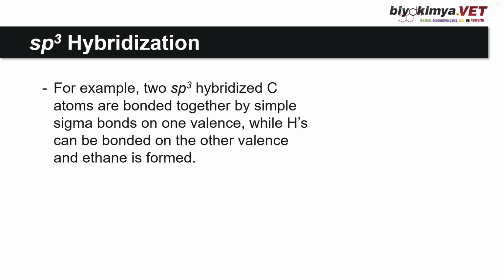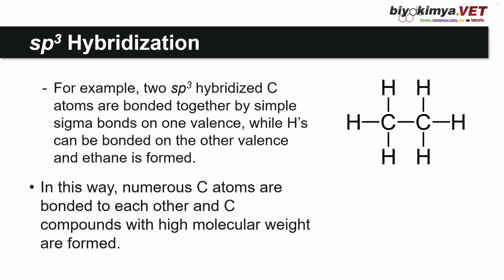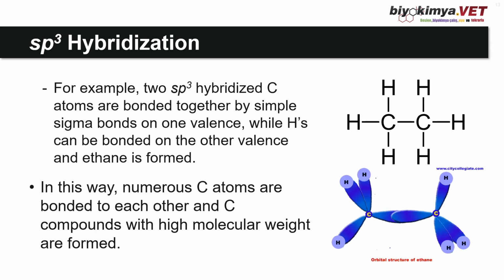For example, two sp3 hybridized carbon atoms are bonded together by simple sigma bonds on one valence, while hydrogens can be bonded on the other valences and ethane is formed. And here is ethane, a kind of 3D but not a real 3D shape, showing ethane and the two carbons bonded with a single bond, and the rest of the bonds are formed with the hydrogens. Count the number of single bonds. There are always 4 single bonds in the sp3 hybrid model.